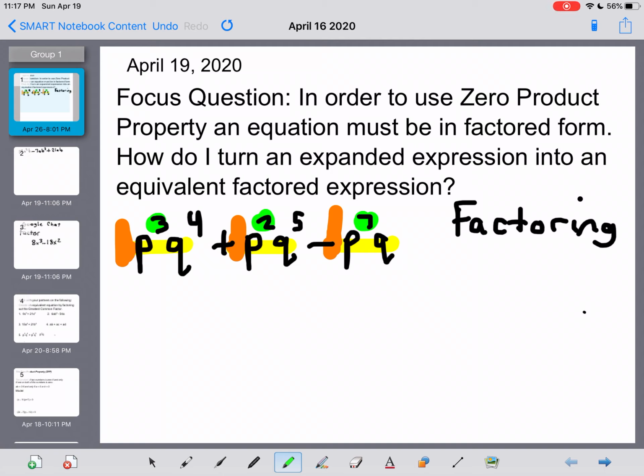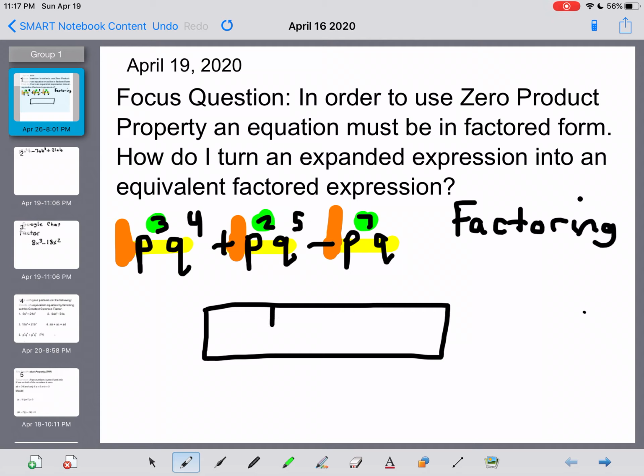And even before I do that, I should have set up my expansion boxes. That's really going to help me. Since this is 3 terms, I'm going to have my expansion boxes: p to the third, q to the fourth, and then p to the second, q to the fifth, and then negative p to the seventh, q. Okay, so going back up to the green part, the green exponents, I know I have at least 2 copies of p in each of the terms. So I'm going to divide out p to the second power.